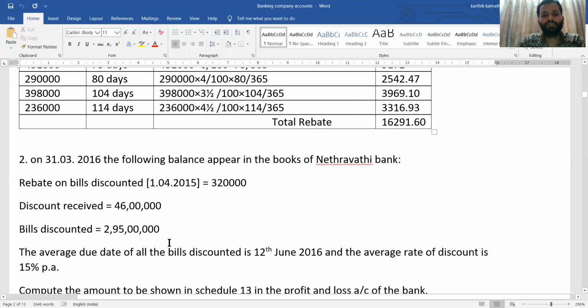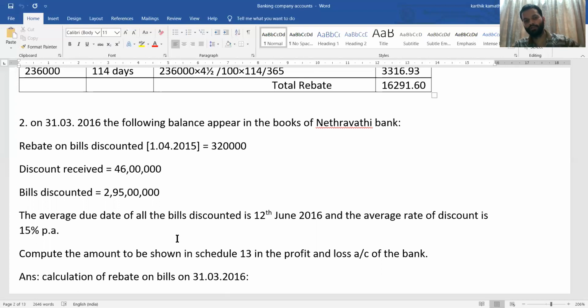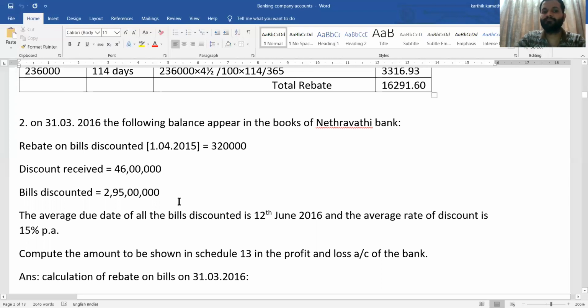Now we are going to see the problem of Netravati Bank. On 31st March 2016, the following balances appear in the books of Netravati Bank. Rebate on bills discounted as on 1/4/2015 is 3,20,000. So here the rebate on bills discounted of the previous year is given. So for that there is one adjustment. Then discount received is 46 lakh, given in the problem. Bills discounted is 2 crore 95 lakh. The total bills discounted amount is directly given in the problem, that is 2 crore 95 lakh.